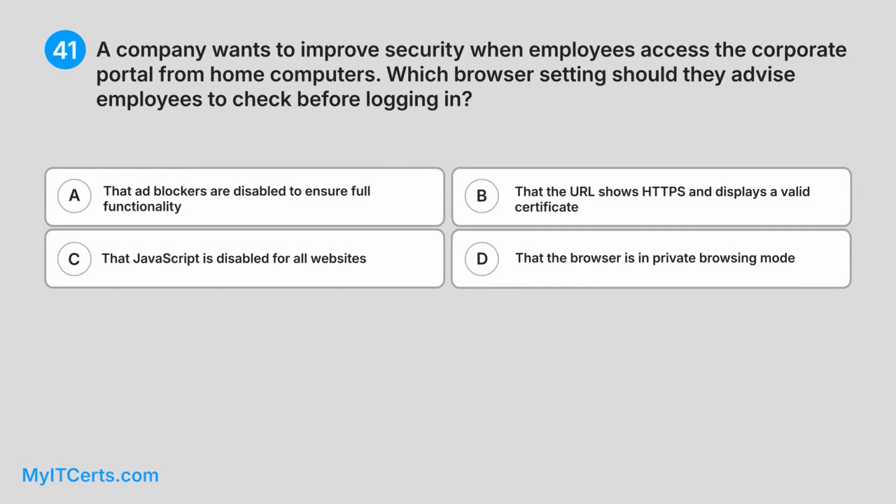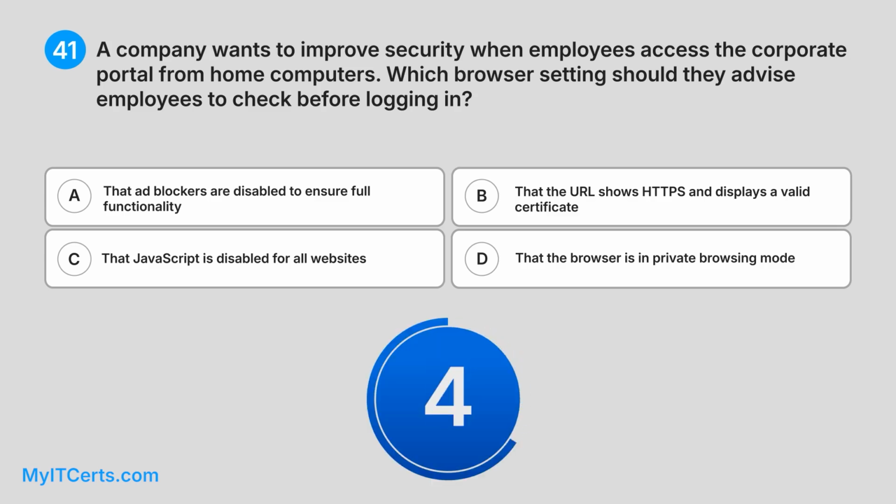41. A company wants to improve security when employees access the corporate portal from home computers. Which browser setting should they advise employees to check before logging in? A. That ad blockers are disabled to ensure full functionality. B. That the URL shows HTTPS and displays a valid certificate. C. That JavaScript is disabled for all websites. D. That the browser is in private browsing mode. Can you guess the answer?